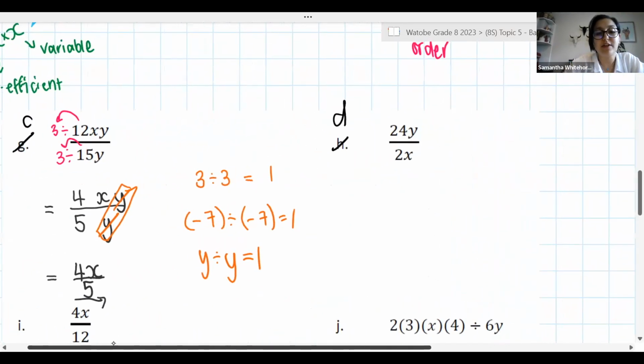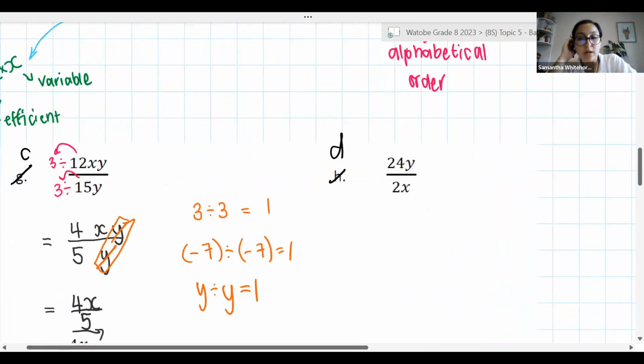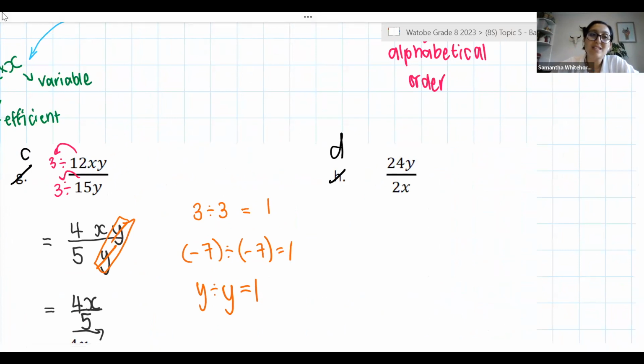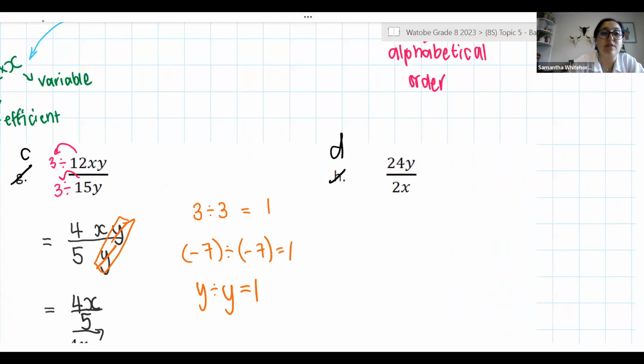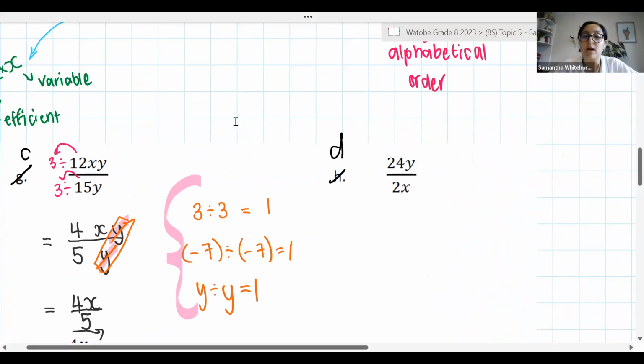So we need to be very, very careful when we are simplifying to make sure that if we can cancel variables, we do so. There's nothing wrong with canceling variables because we have said that when we divide something by itself, we get 1. So as long as I can cancel top with bottom, i.e. a y in the top with a y in the bottom, we're absolutely fine. So your answer for C, 4x over 5.